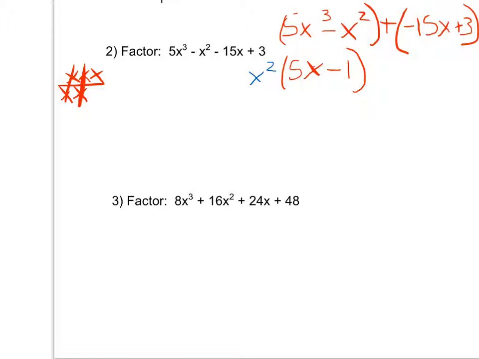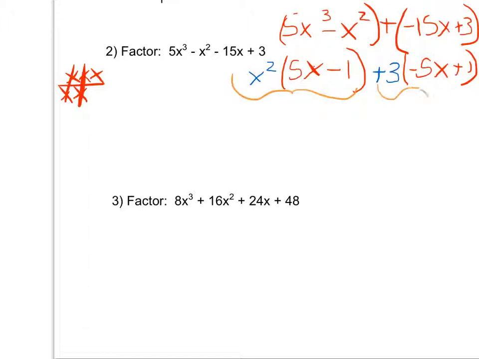I'm going to go ahead then and do the same thing for the second one, asking myself, what can negative 15x and 3 both be divided by? I know they can both be divided by 3. So since they can both be divided by 3, I'm going to go ahead and take that out and pull it to the front. When I do, negative 15x divided by 3 is negative 5x. Positive 3 divided by positive 3 is a positive 1. And I can now look at my 2 new terms.